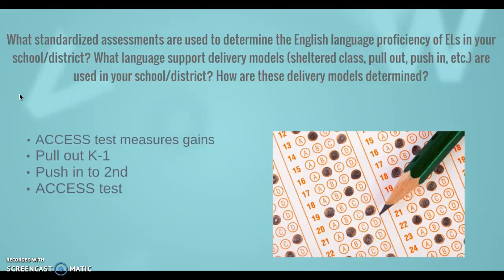So, like I said, the ACCESS test is used to measure gains and to determine what else is needed for the student's success. So she will take data from that test to determine what language support is needed for that student. In kindergarten through 1st grade, she pulls out the students and works with them one-on-one, direct instruction. In 2nd grade, it's a little different. She pushes in and just supports the student in his or her classroom.